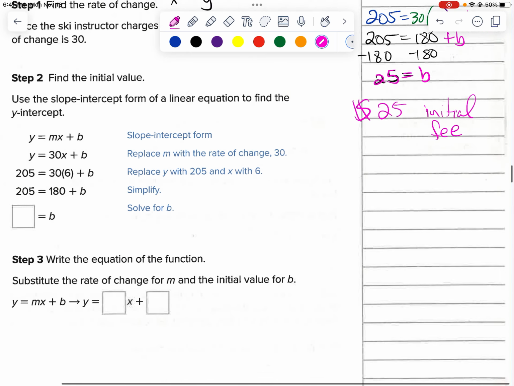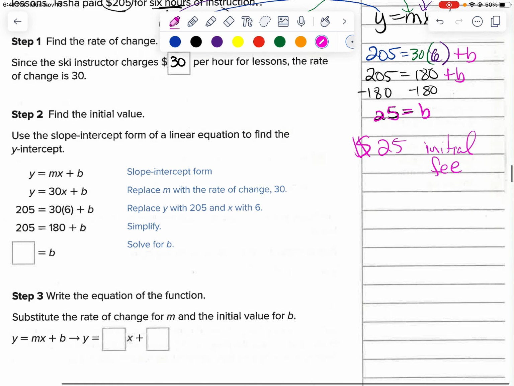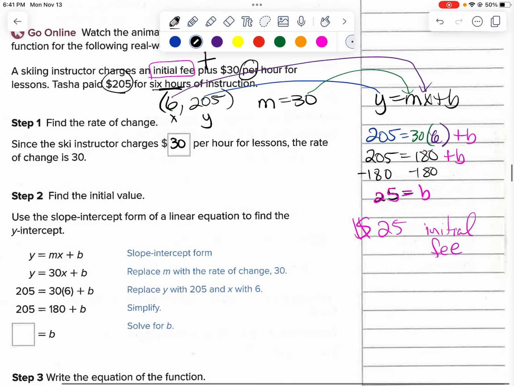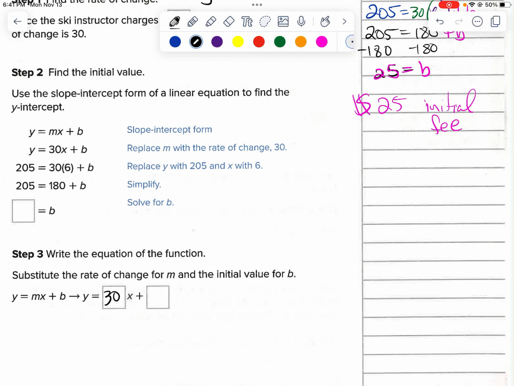So if I find this right here, my slope was 30 and my y-intercept was 25.